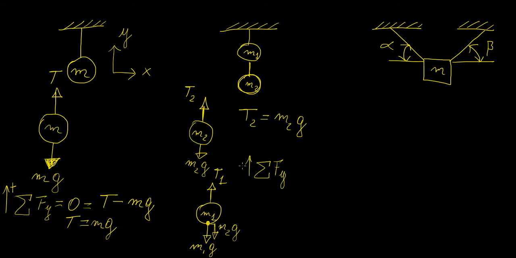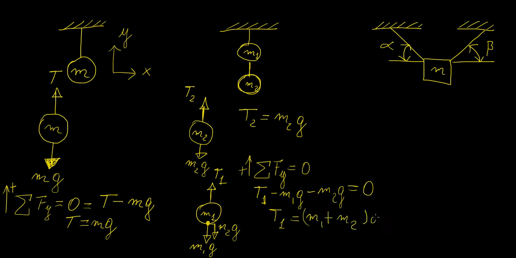And we know that upwards is positive, so this needs to be equal to 0. And then we're going to have T1, that's the force going up, minus M1G, minus M2G. That should all be equal to 0. Solve for T1, and this is going to give you (M1 plus M2) times G.